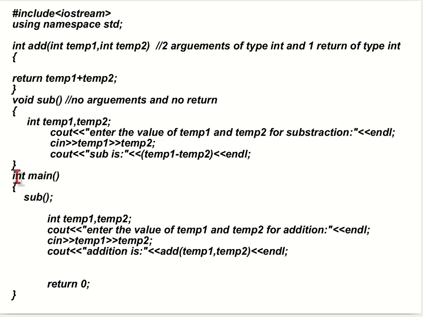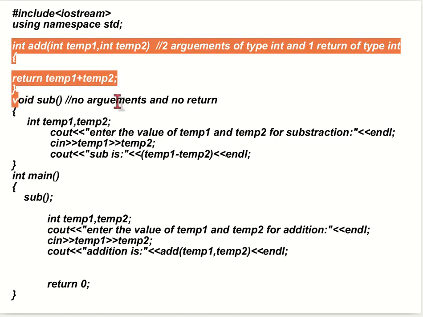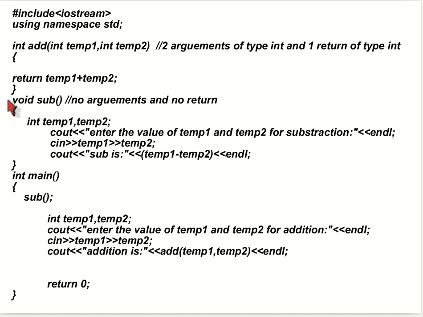Okay, so this is another example of a function. There are two different functions: one is add and one is sub. In this we are calling sub without any argument, so no arguments and no return value. Inside it, what is happening? It is accepting two numbers, temp1 and temp2, and we are doing the subtraction.